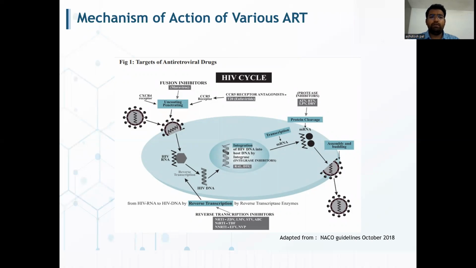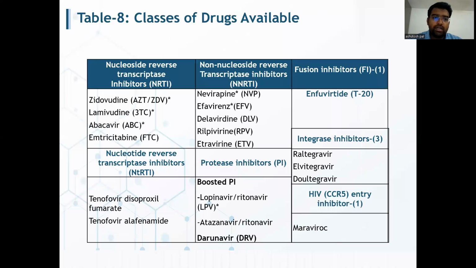This diagram represents various modes of action of antiretroviral drugs. Some are fusion inhibitors, others inhibit reverse transcriptase, some are integration inhibitors, some are protease inhibitors, and they all have different kinds of action. Some inhibit receptor binding. We'll study them in detail.